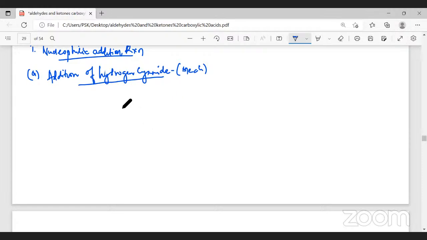First, hydrogen cyanide, we should know, is HCN. This will dissociate in the presence of a base. HCN will dissociate in the presence of a base like OH minus to give cyanide ion and H2O. Now, this cyanide ion is a nucleophile. Now, what happens if you take R, C, R dash, and O?